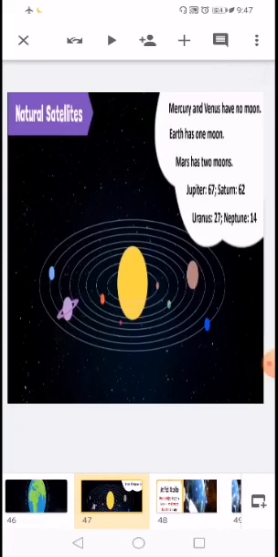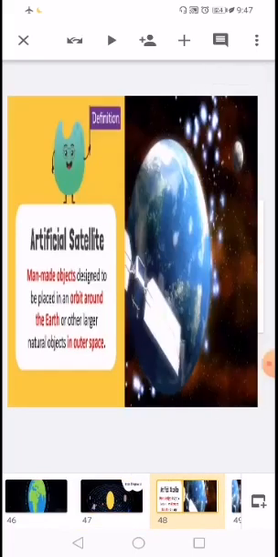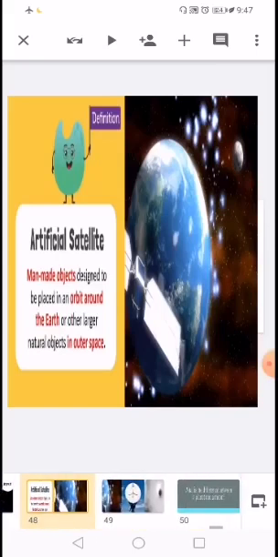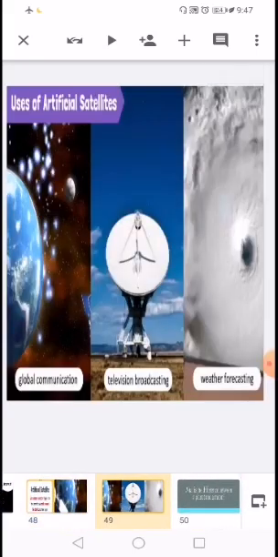Now come to the artificial satellite. A man-made object designed to be placed in an orbit around the Earth or other larger natural objects in outer space is called an artificial satellite. These satellites are used for global communication, television broadcasting, and weather forecasting.